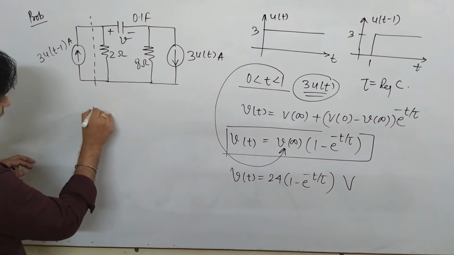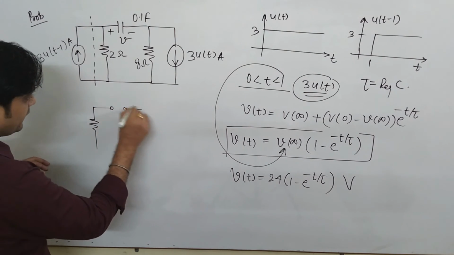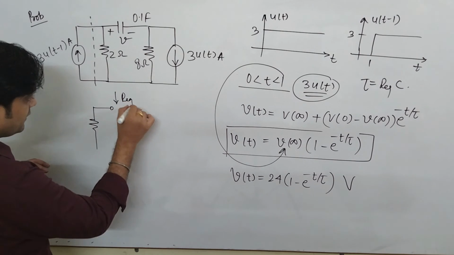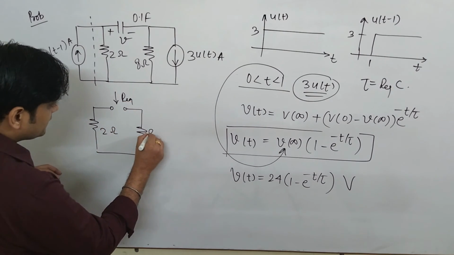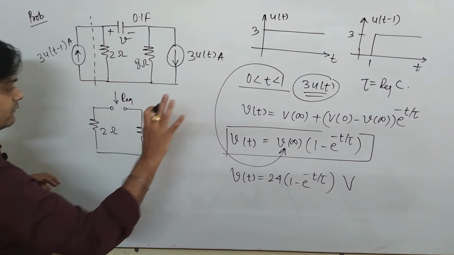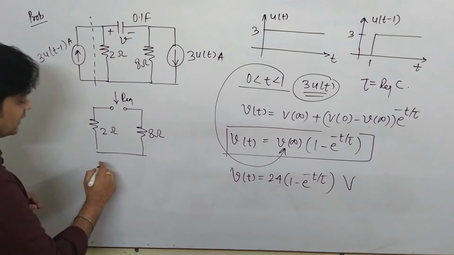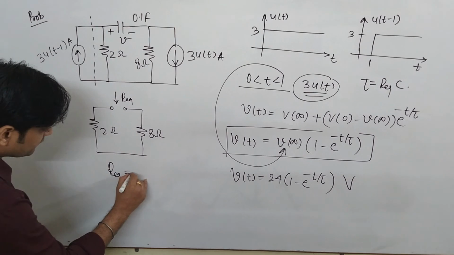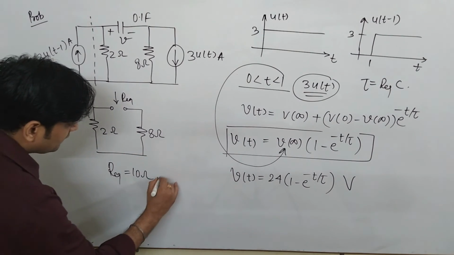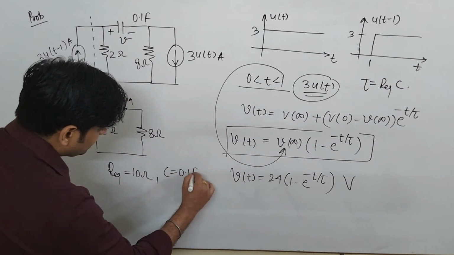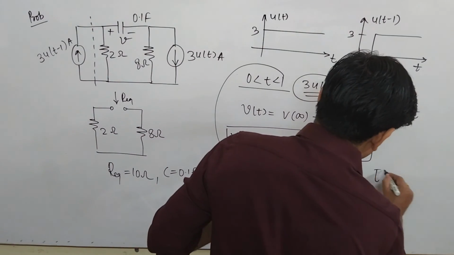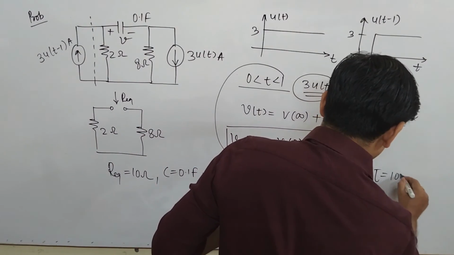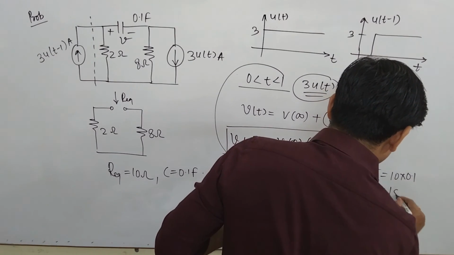So this is your circuit, and here I have to find the equivalent resistance, that is R equivalent, and this is your another resistance. This is 2 ohm, this is 8 ohm, and this source will disappear. Why? Because we are finding the R equivalent. So your R equivalent comes to be how much? It is 10 ohm. The value of C is how much? It is 0.1 farad. So what is tau? Your tau comes to be 10 into 0.1, that comes to be 1 second.